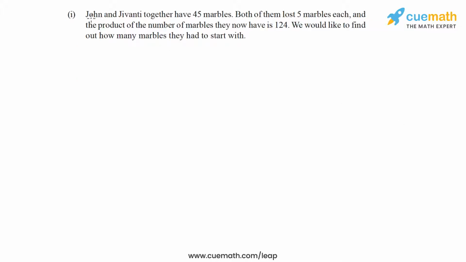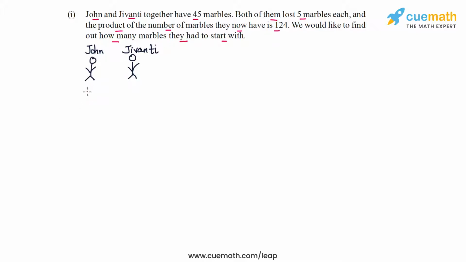The first part says John and Jivanti together have 45 marbles. Both of them lost 5 marbles each, and the product of the number of marbles they now have is 124. We would like to find out how many marbles they had to start with. So let's say that this is John. I always like to make these drawings because it helps think quite clearly. So this is John and this is Jivanti, and initially they have 45 marbles together.